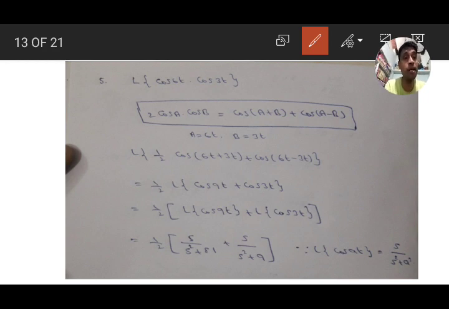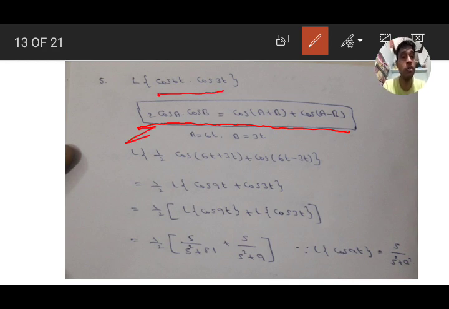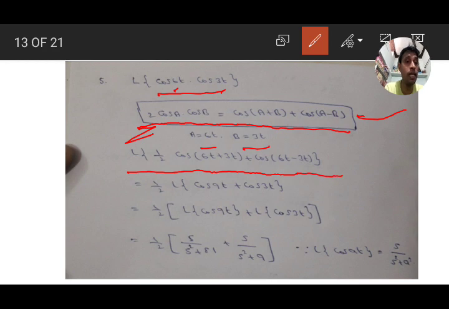So we have the trigonometric formula 2 cos a cos b equal to cos of a plus b plus cos of a minus b. So it is in the form of cos a cos b, and the 2 will give 1 by 2. Here a equal to 6t and b equal to 3t. By substituting these a value and b value in the above formula, we get 1 by 2 into cos of 6t plus 3t plus cos of 6t minus 3t.